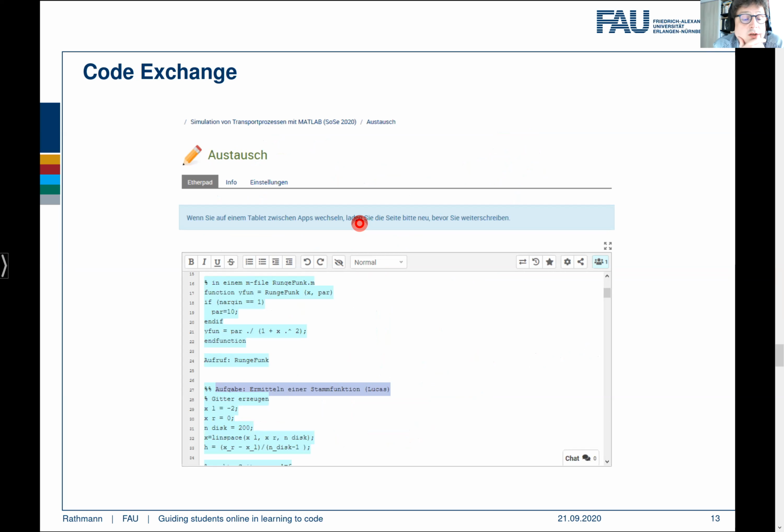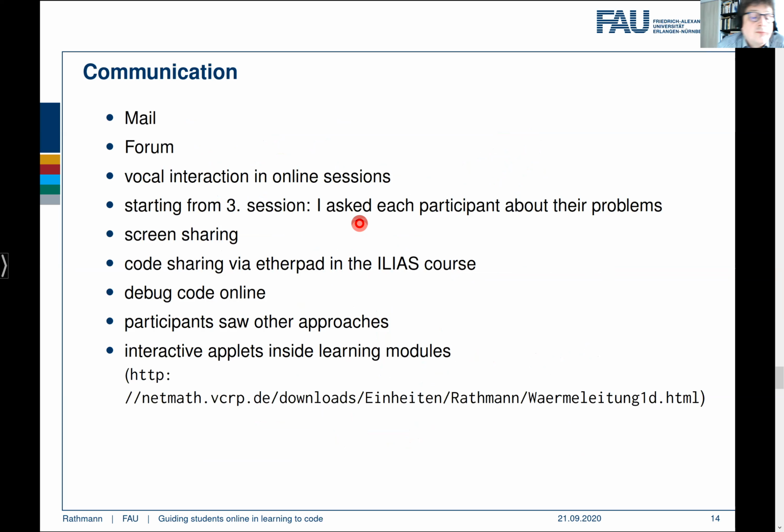This is what we have used to exchange code. You see here, this is just an example to write down a small function and to make some plotting. And this was our exchange basis for code. The communication was usually done with all channels we had, so we used mail or forum. And there was a lot of vocal interaction.